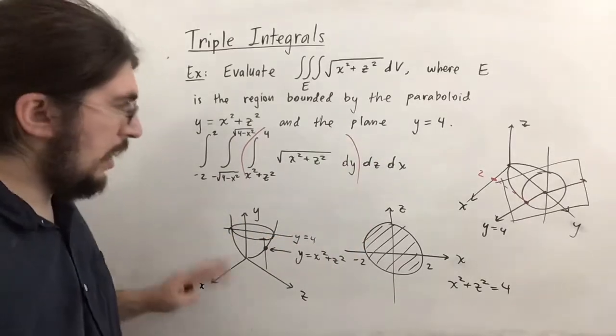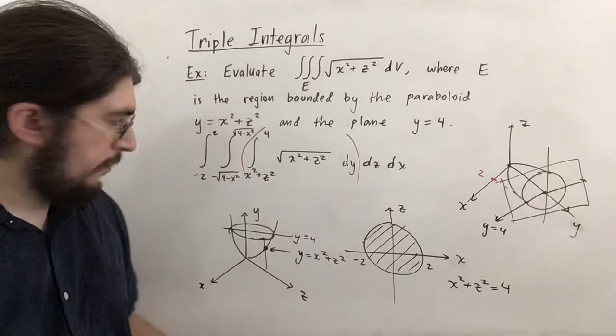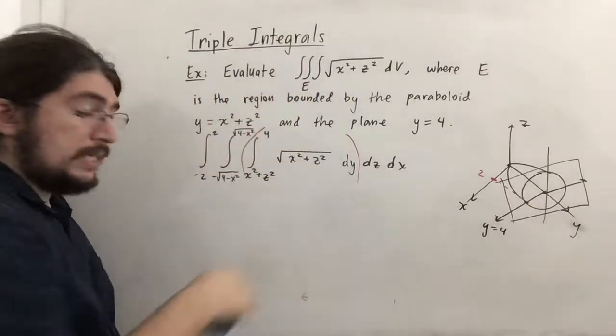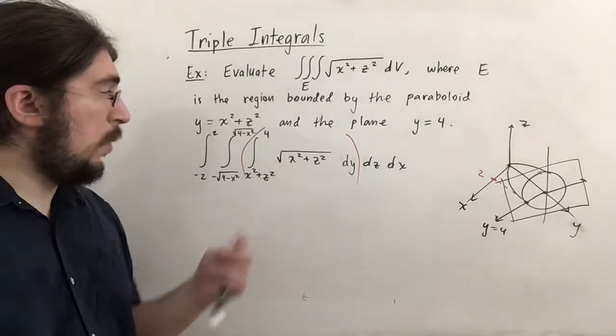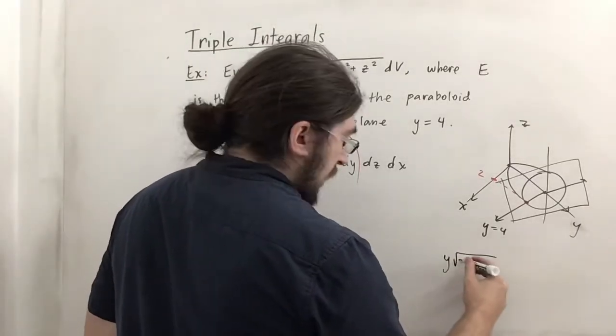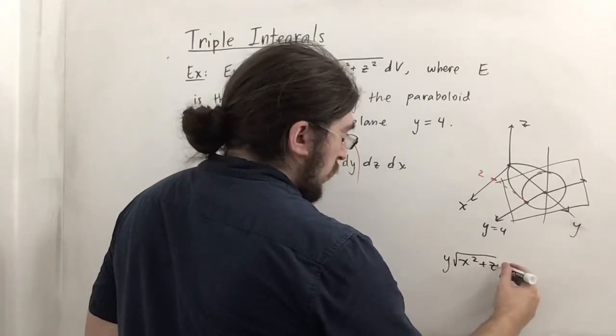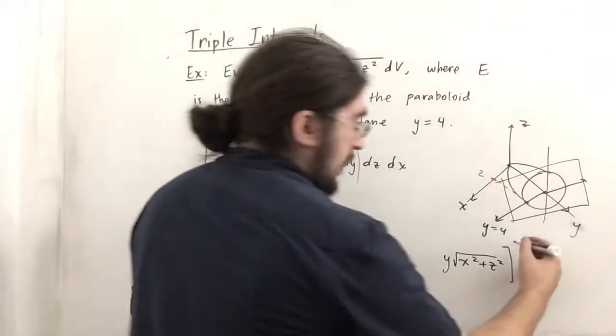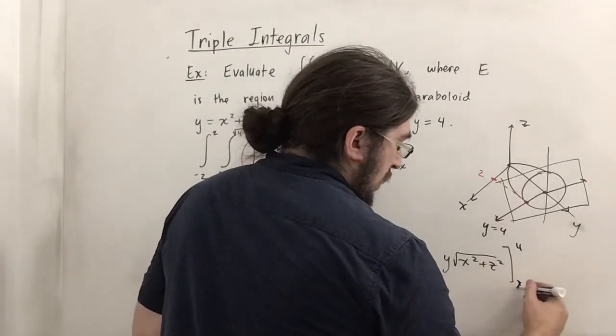So now let me erase a lot of this. I'm going to erase all of it actually below here. So now the antiderivative of this expression, again with respect to y, is just itself times y. So if you want to think of it as y times that radical, that's what the antiderivative is with respect to y. And now we have to evaluate between these y limits, 4 and x squared plus z squared.